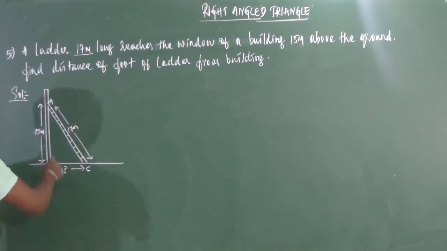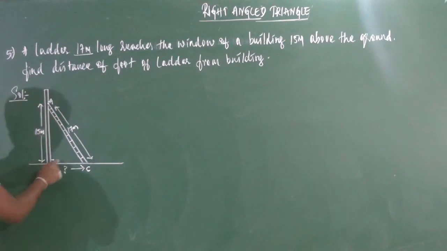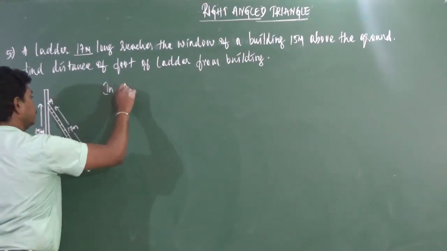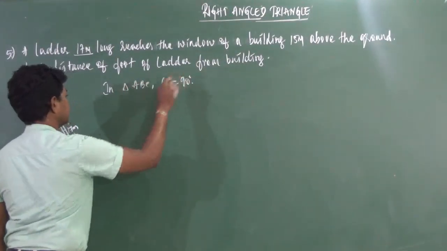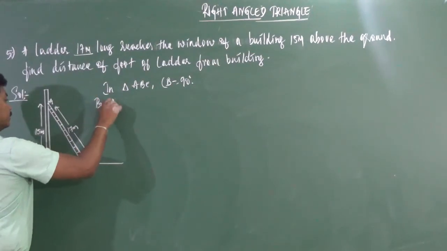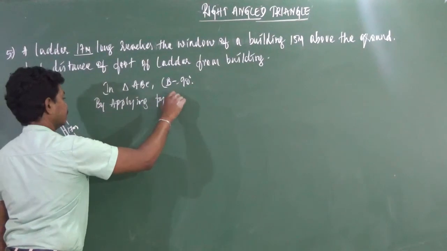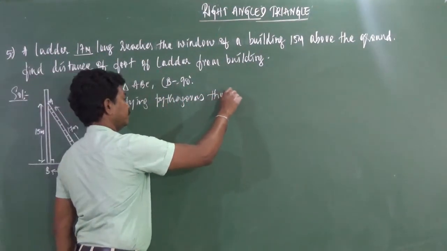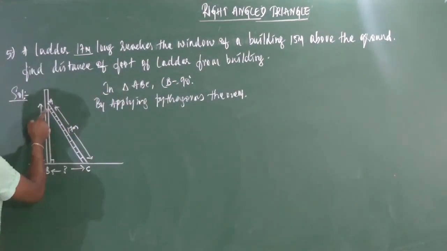Right. So when you look at the figure, you get a right angle triangle with angle B equal to 90 degrees. So in triangle ABC, angle B is equal to 90 degrees. So by applying the Pythagoras theorem, very simple. Opposite to the right angle is the ladder, which is the hypotenuse.